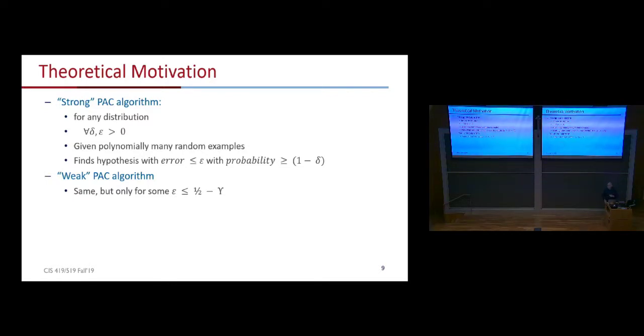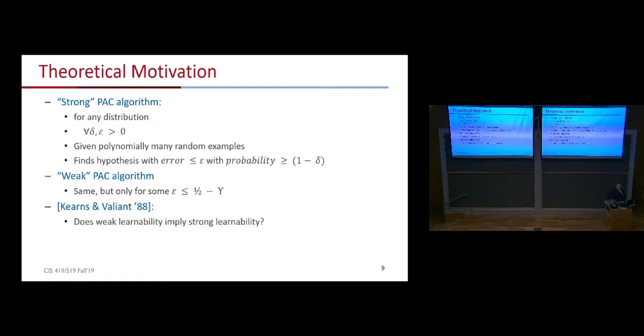Can you use this box and make it a PAC learning algorithm? Can you use it such that for every epsilon that you give me, I can use this box many times perhaps, and derive an algorithm that has as small an error as you want? This was a problem posed by Les Valiant and Michael Kearns, one of the final steps in Michael Kearns' PhD thesis. Does weak learnability imply strong learnability?